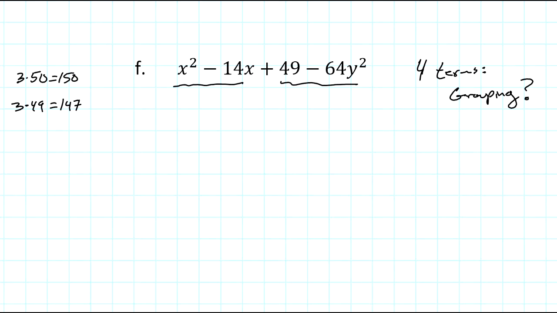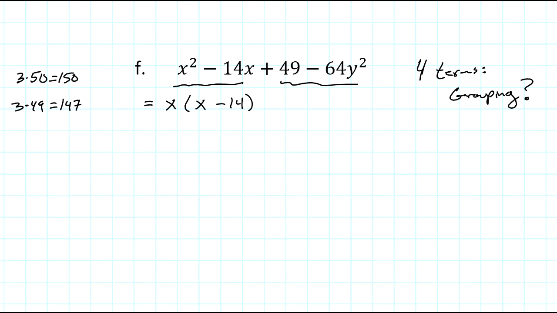So it might not, but that's the first thing that comes to my mind: four terms. Let's see if grouping will do anything for us. In the first two terms, I can pull out an x. I have a GCF of x. And what's left is x minus 14 when I do that.